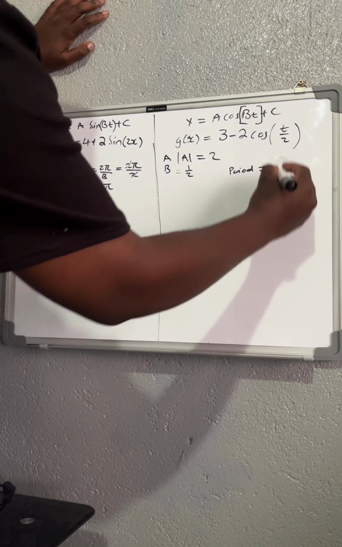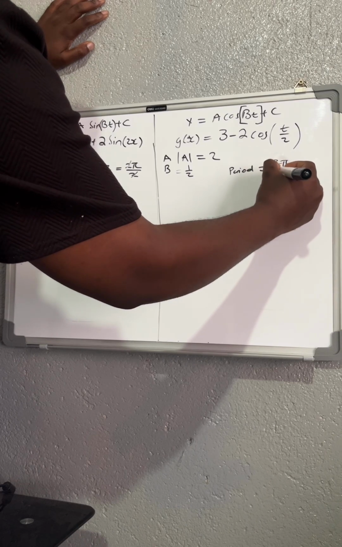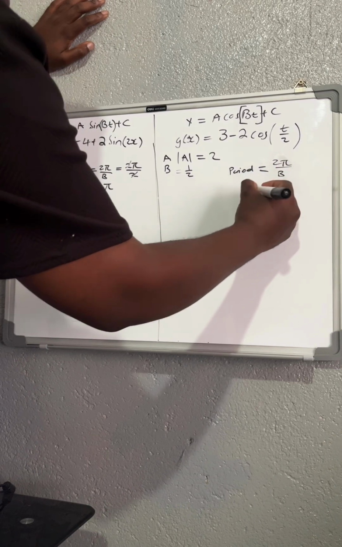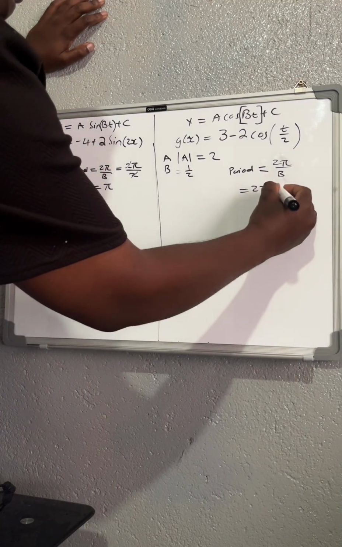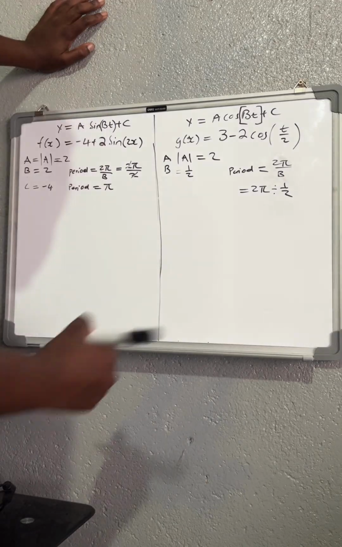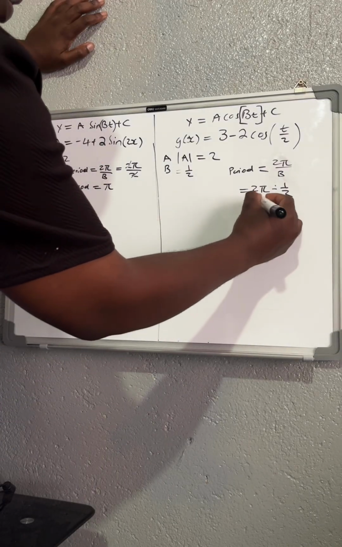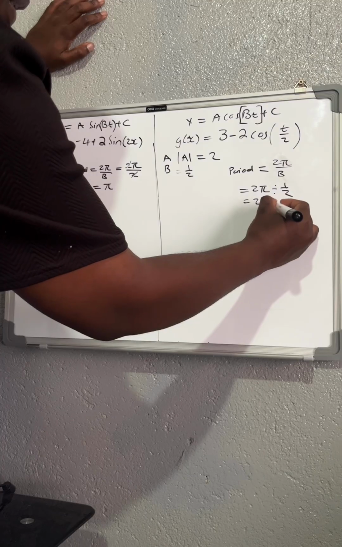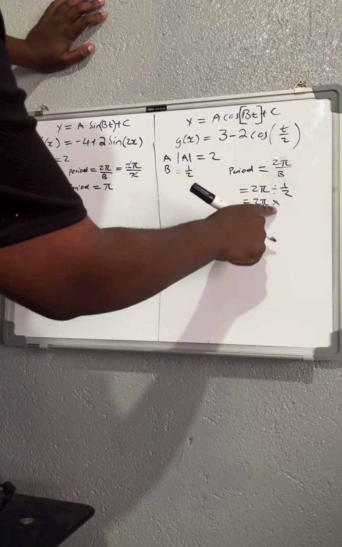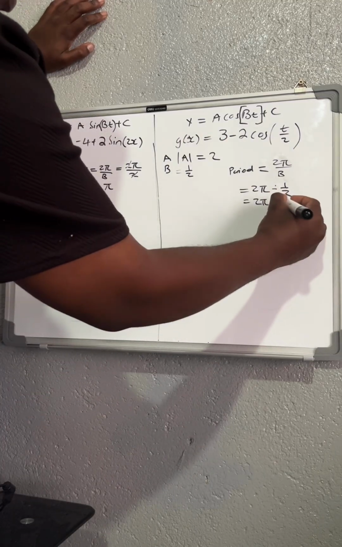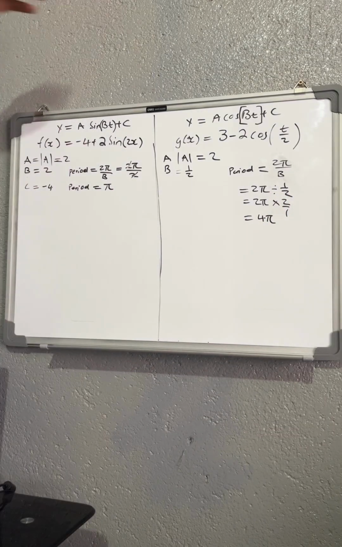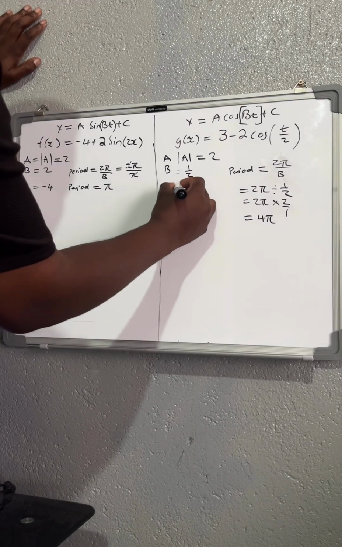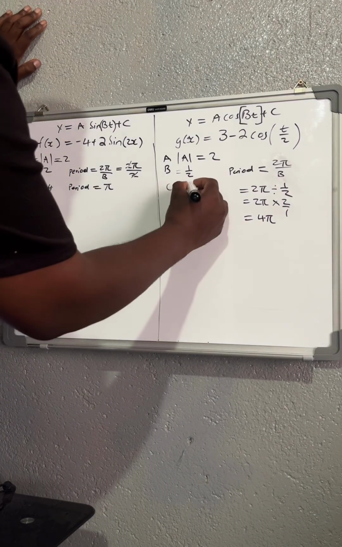Since our B is 1 over 2, we can use this to calculate the period. Your period will be equal to 2 pi over B, which would be equal to 2 pi divided by 1 over 2. If we're dividing, we can just change the sign and flip this number to 2 over 1. So this is basically having your 4 pi. You see? Now we come and say, what is our C? Our C is 3.